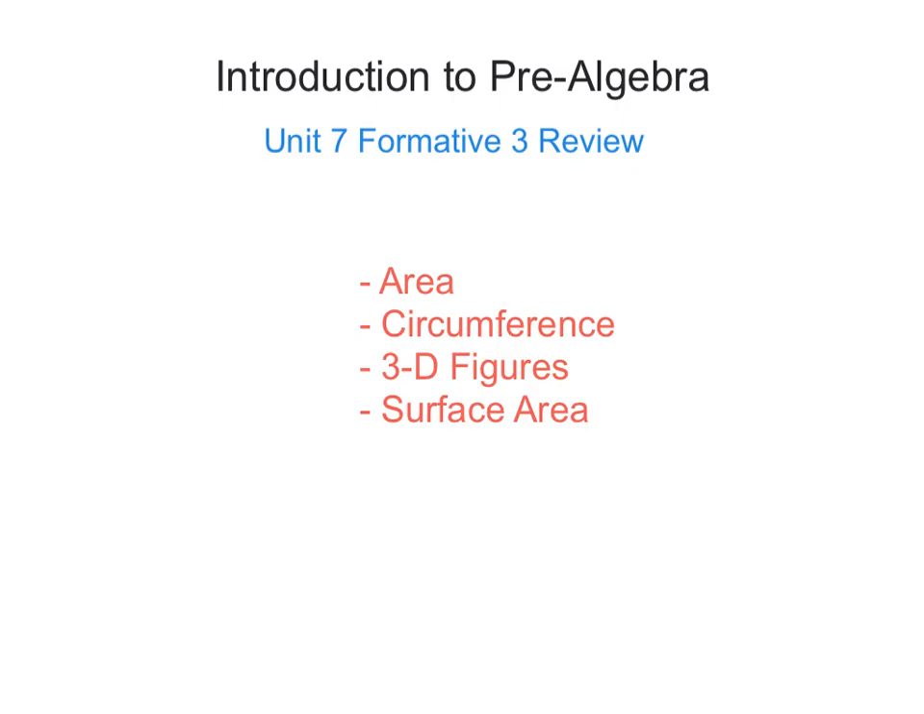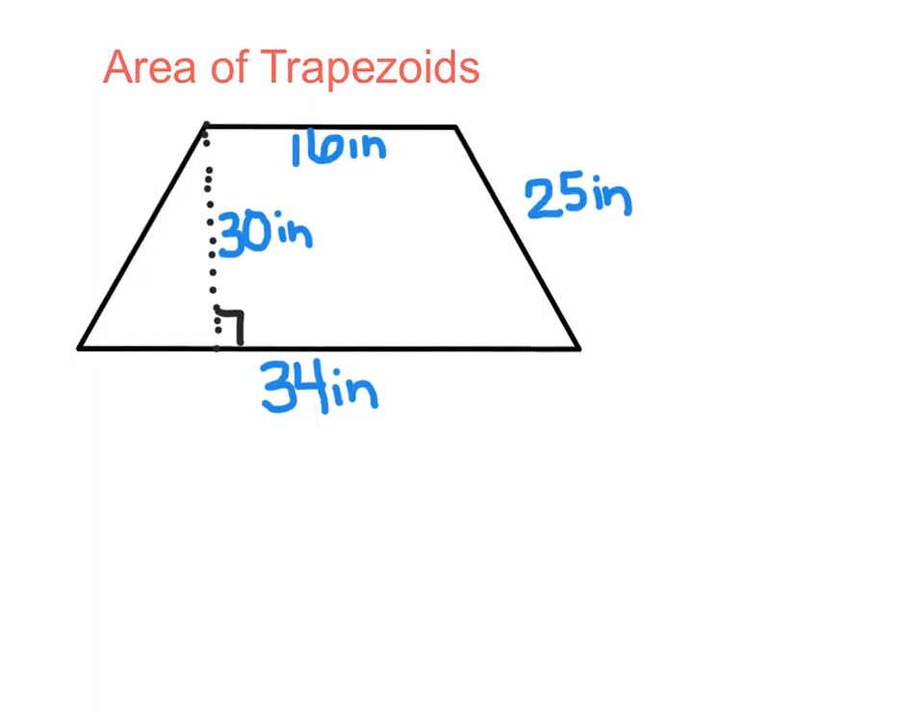This video will help you review for your Unit 7 Formative 3. The topics covered will be area, circumference, 3D figures, and surface area. There are two shapes that you are required to learn in 7th grade. You need to be able to find the area and circumference of a circle and be able to find area of a trapezoid. Remember that you can use your NISA reference sheet for all of these.